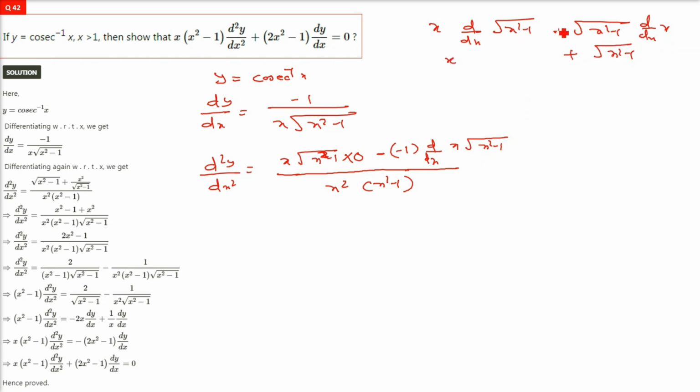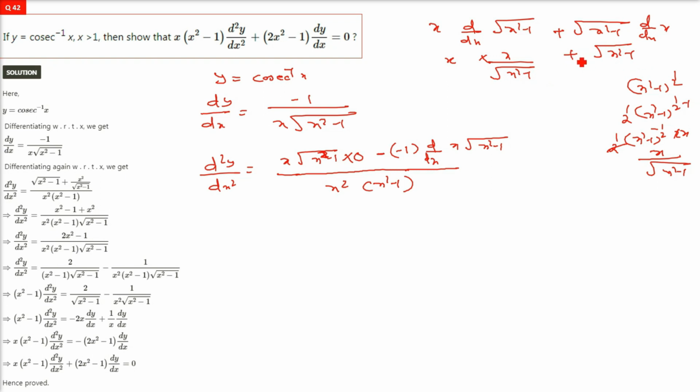Under root x square minus 1 can be written as (x square minus 1) to the power half. Differentiation will be half (x square minus 1) to the power half minus 1, which is negative half, and differentiation of x square minus 1 will be 2x, 2 gets cancelled, x will be in the numerator. This (x square minus 1) to the power minus half will go in the denominator, it will have a root. So this becomes x by under root x square minus 1. So we already have under root x square minus 1.